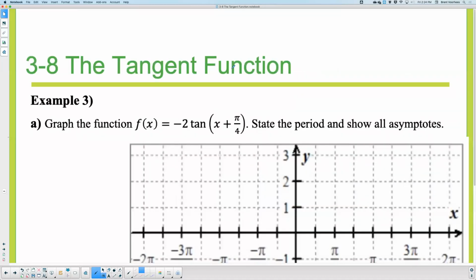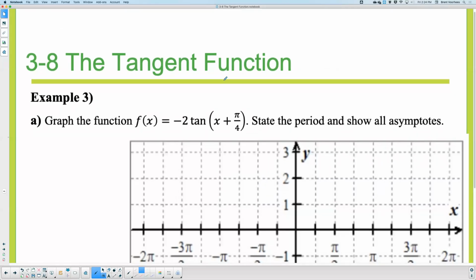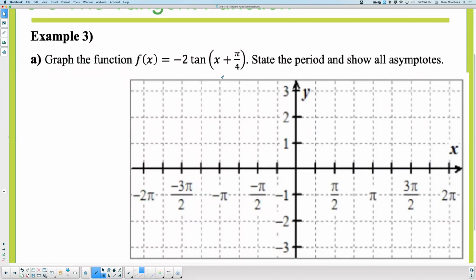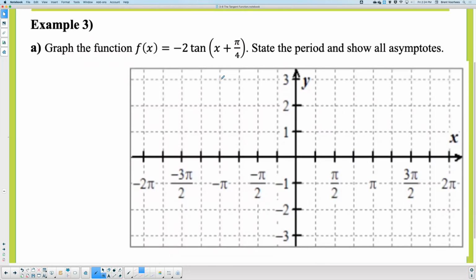All right, now let's try to look at some that are a little bit more complex. So starting on example 3, I've introduced on example 2 some transformations. Now let's look at some that are a little bit more complex and see what we do. So example 3a here, it says to graph this function. We're going to walk through the same steps. Steps don't change with complexity.